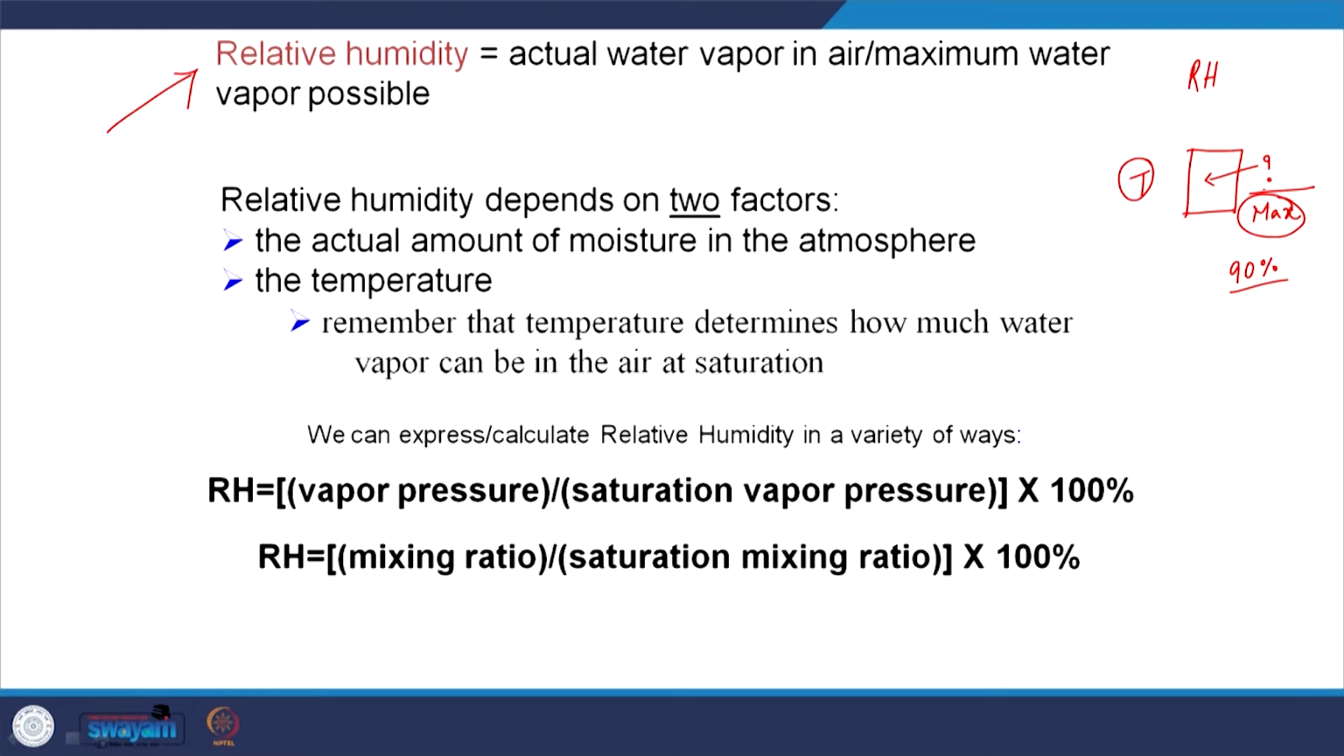So, the relative humidity can also be defined as the vapor pressure divided by the saturation vapor pressure, multiplied by 100. Vapor pressure we have already defined. Now, vapor pressure can be defined at any given point of time, not only at saturation, so even before reaching saturation.